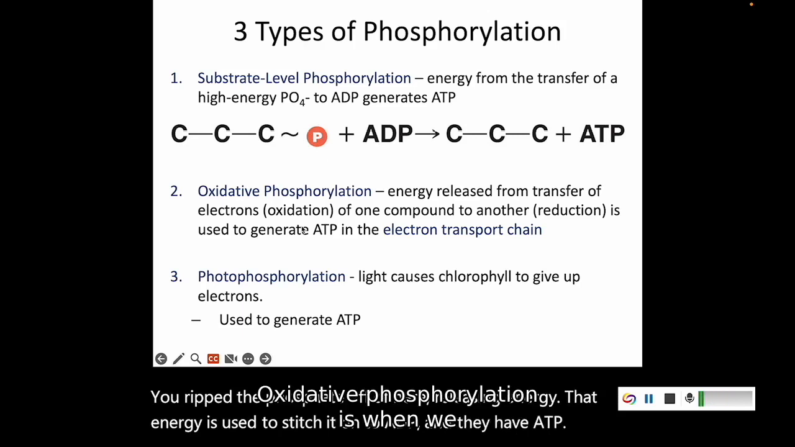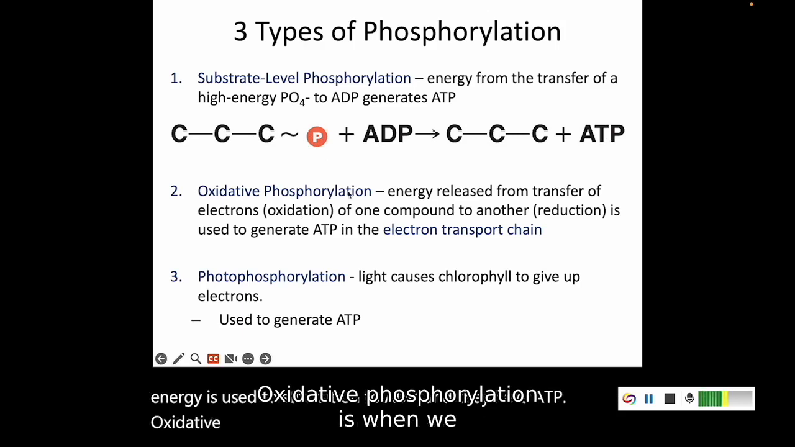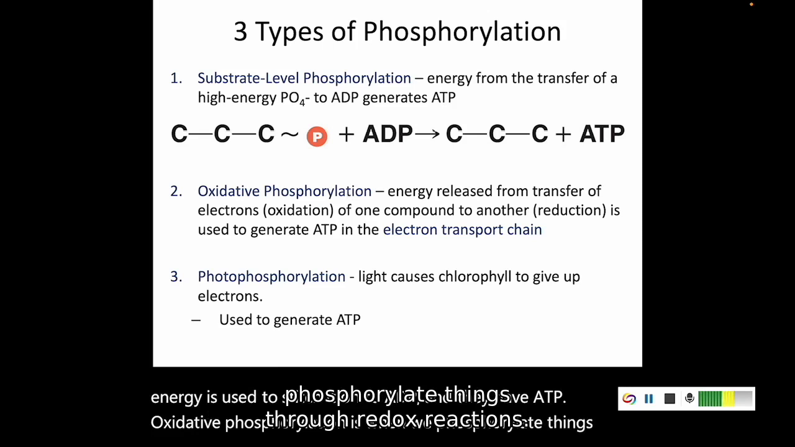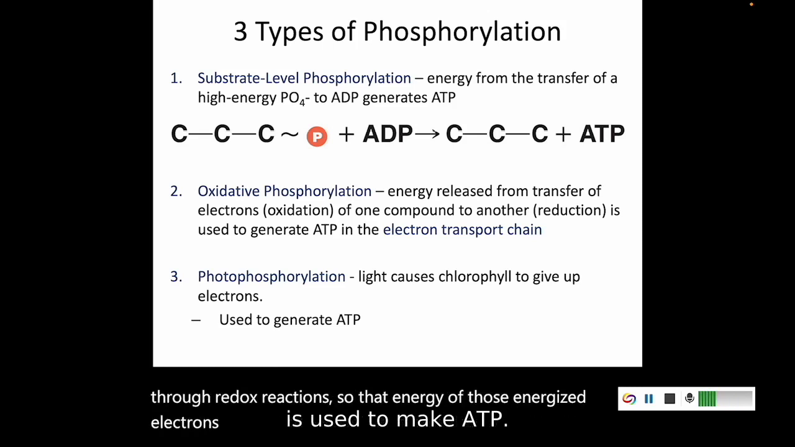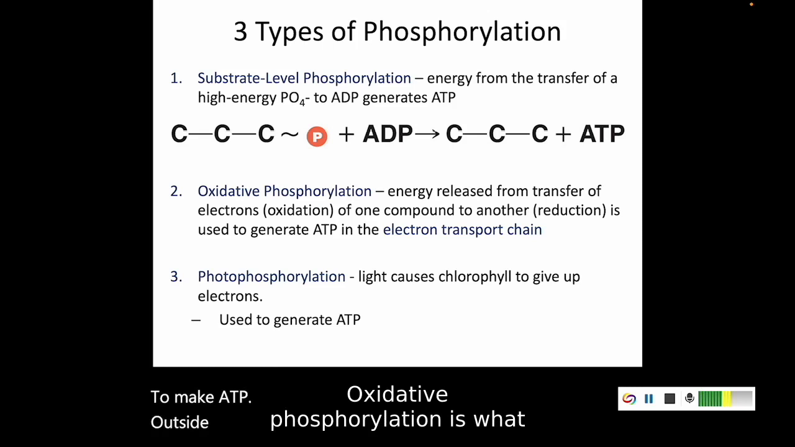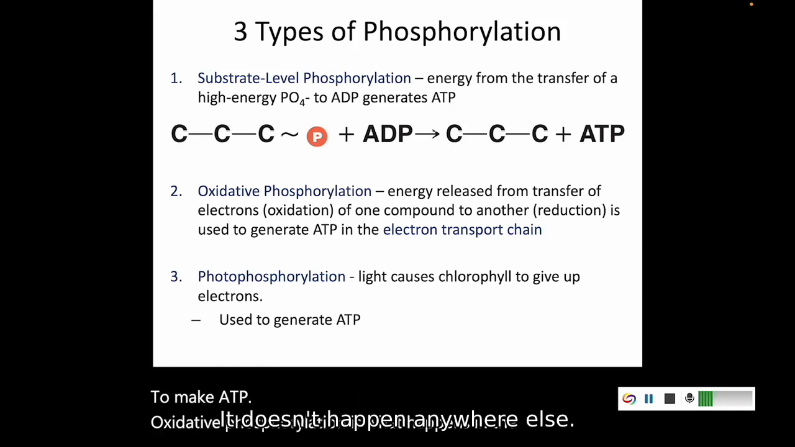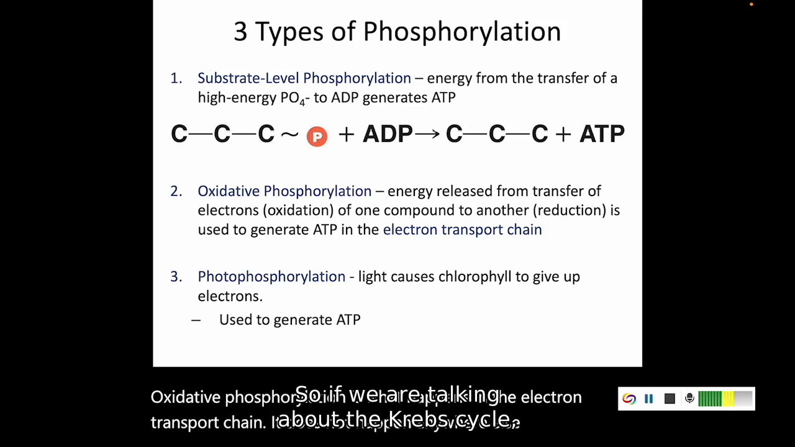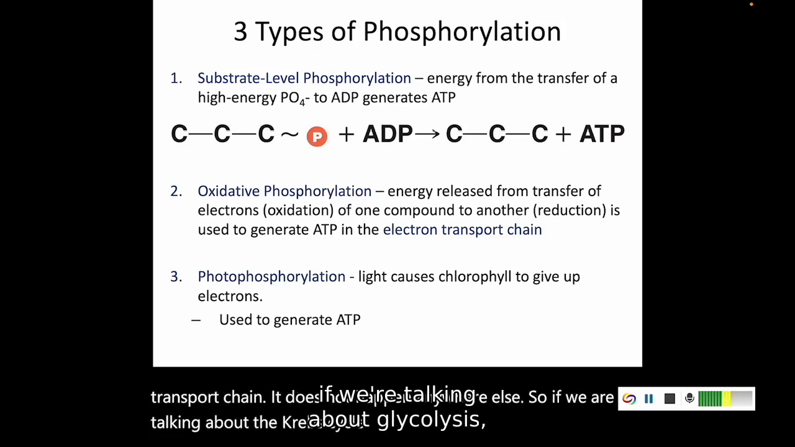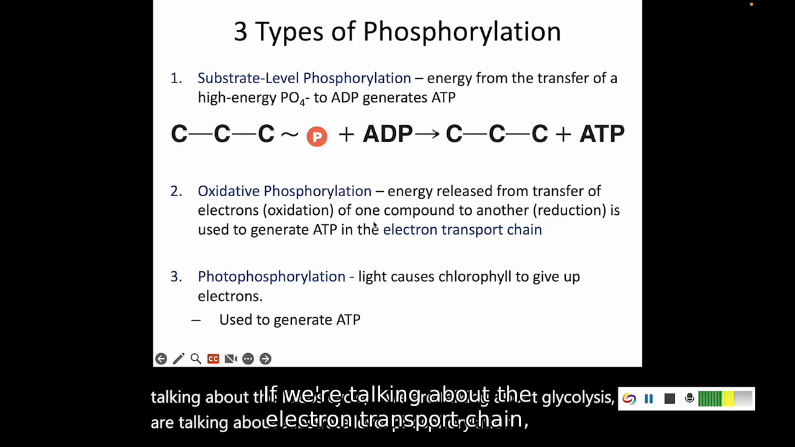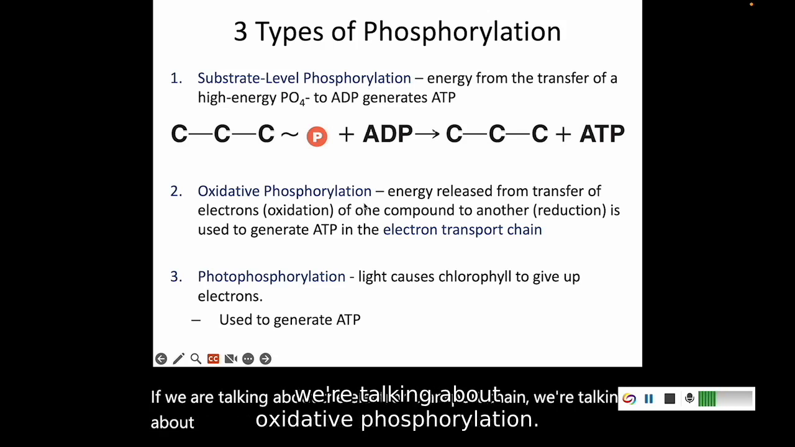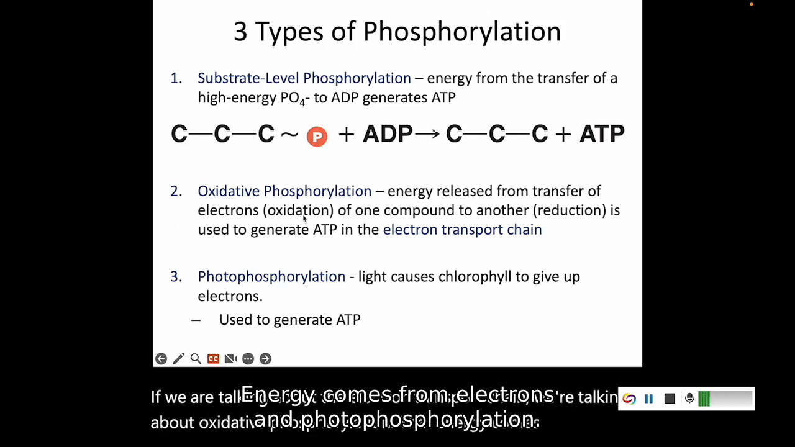Oxidative phosphorylation is when we phosphorylate things through redox reactions. So that energy of those energized electrons is used to make ATP. Oxidative phosphorylation is what happens in the electron transport chain. It does not happen anywhere else. So if we are talking about the Krebs cycle, if we are talking about glycolysis, we are talking about substrate level phosphorylation. If we are talking about the electron transport chain, we're talking about oxidative phosphorylation. That energy comes from electrons.